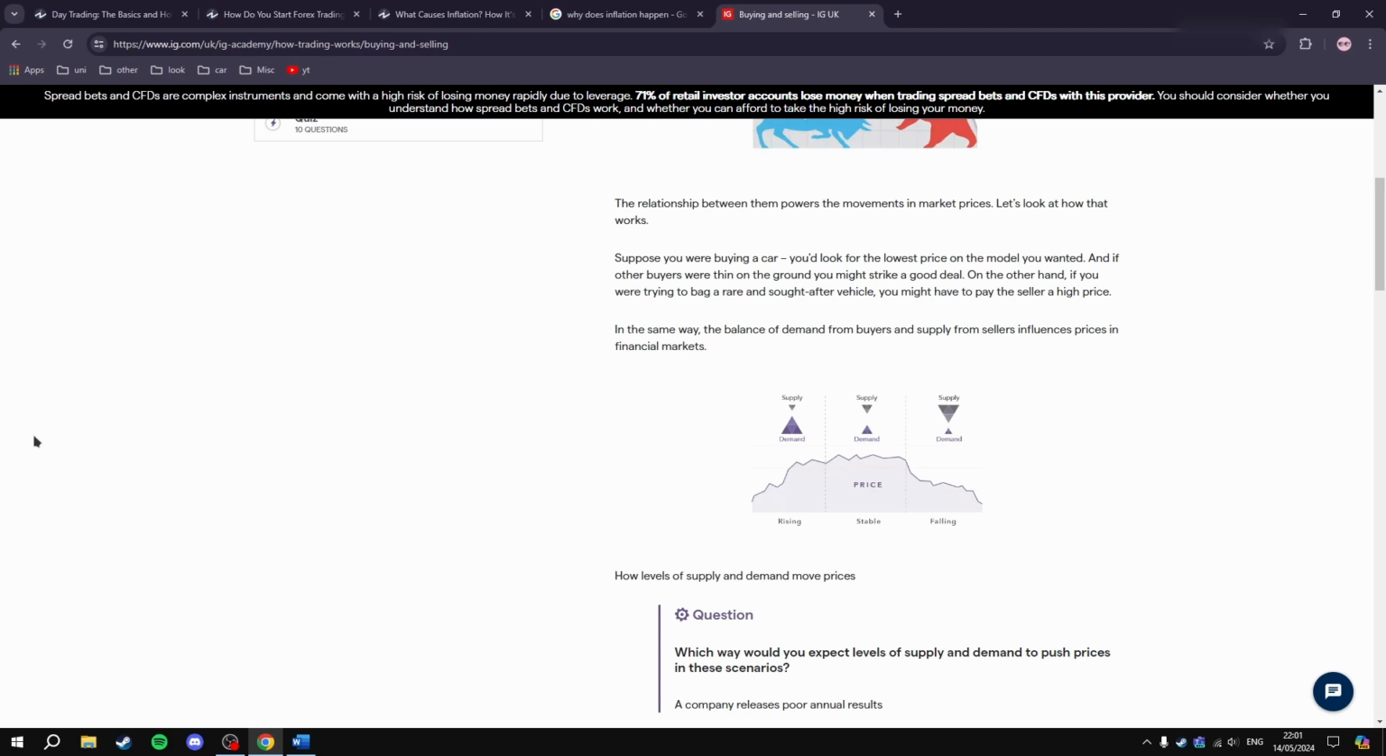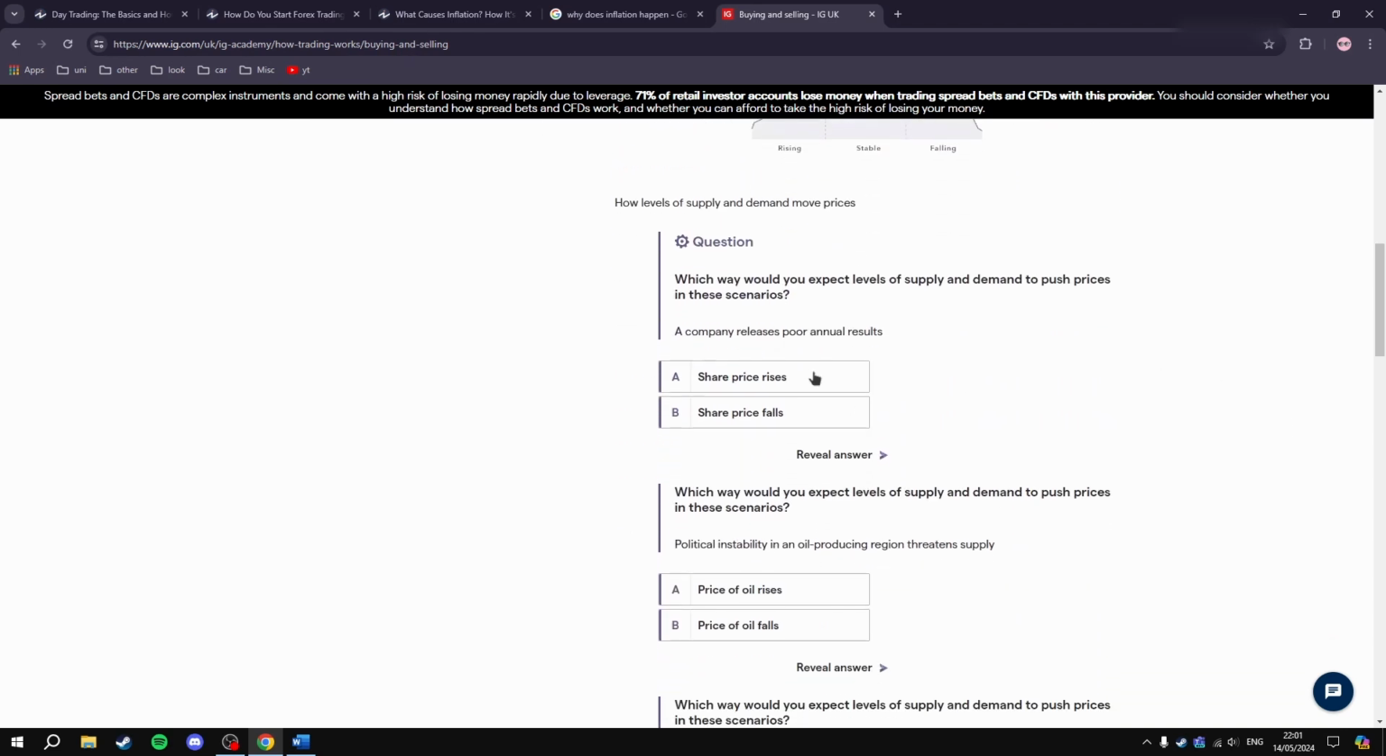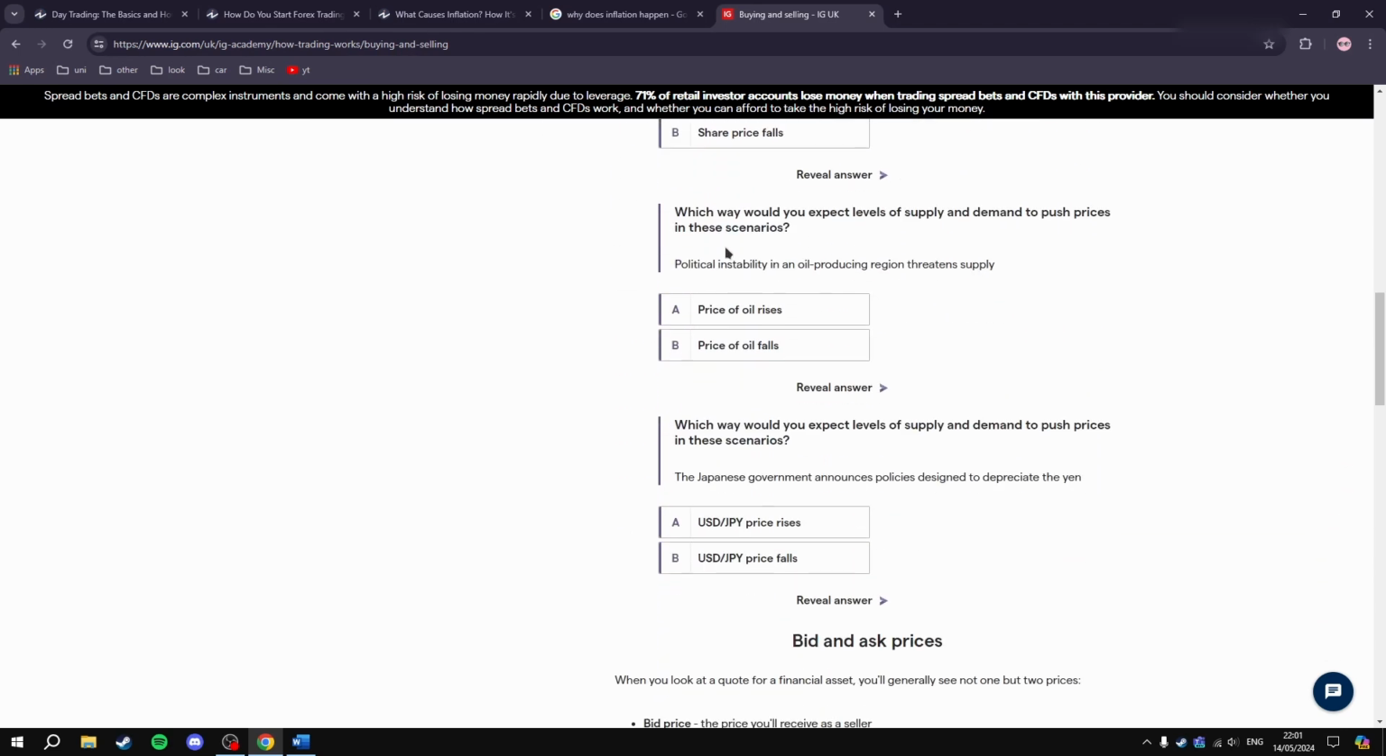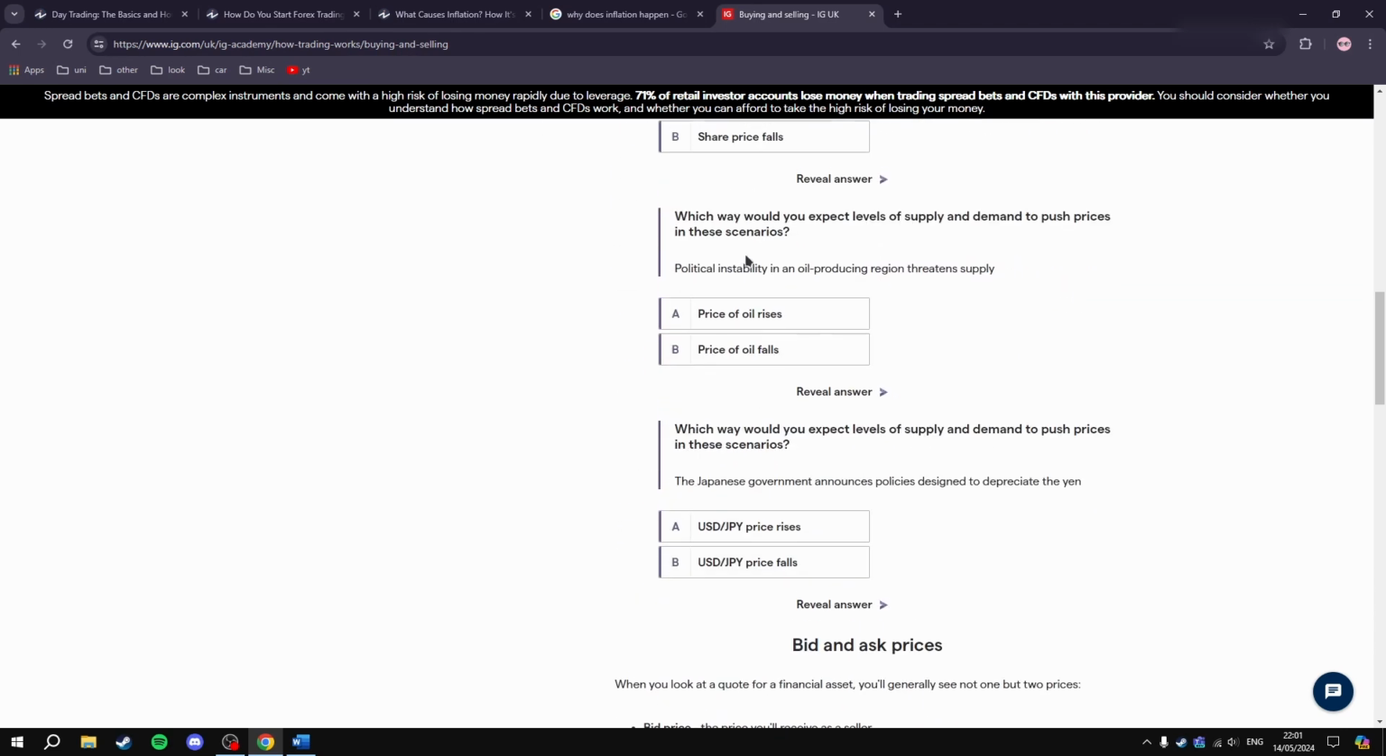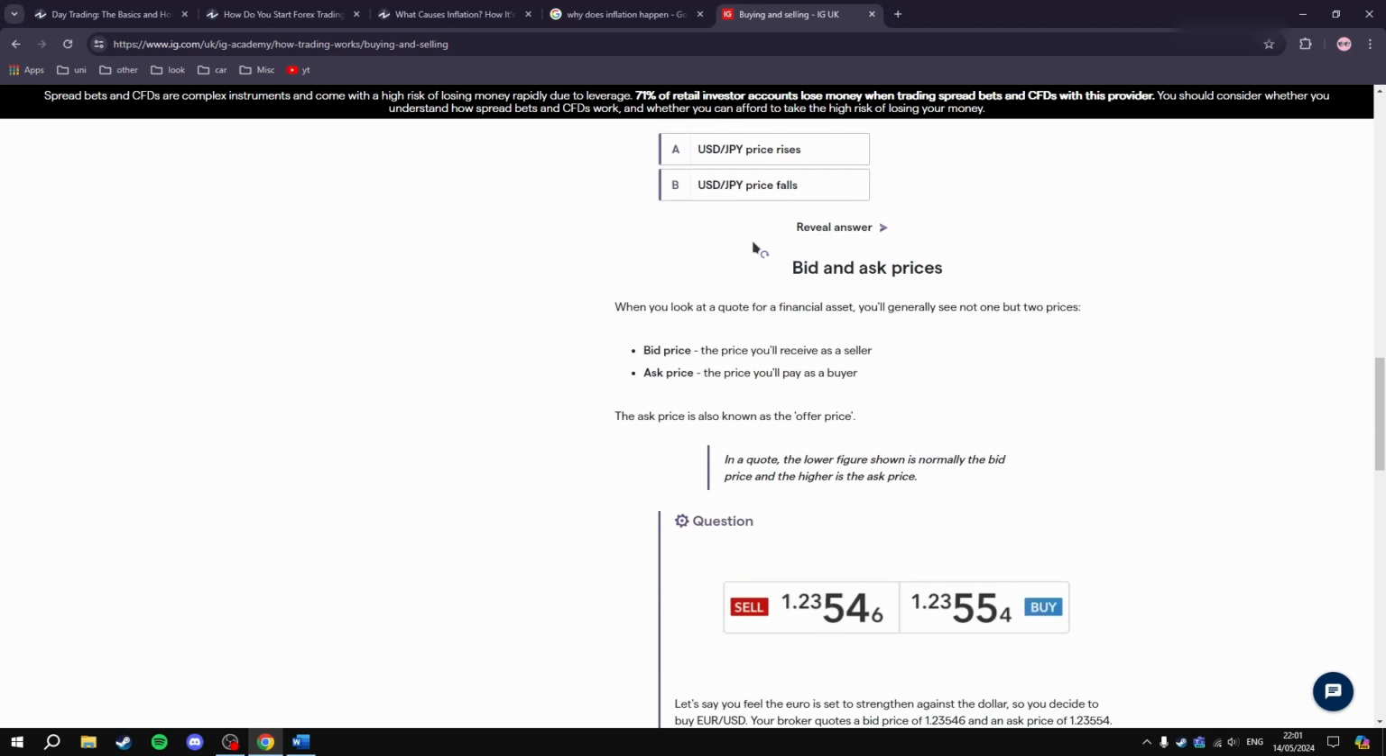So the relationship between the two powers moves the market prices. Let's look at how that works. Basically, supply and demand. If there's more demand than supply, then the price would rise. If there's equal supply and demand, then the price is stable. But if there's more supply than demand, then the price would fall. And then we went through the questions, whether the price would fall or rise.